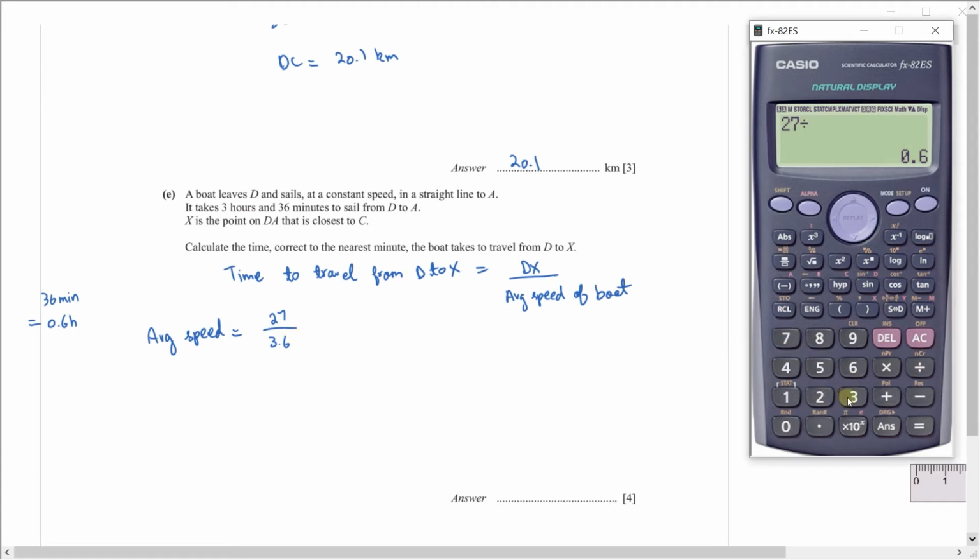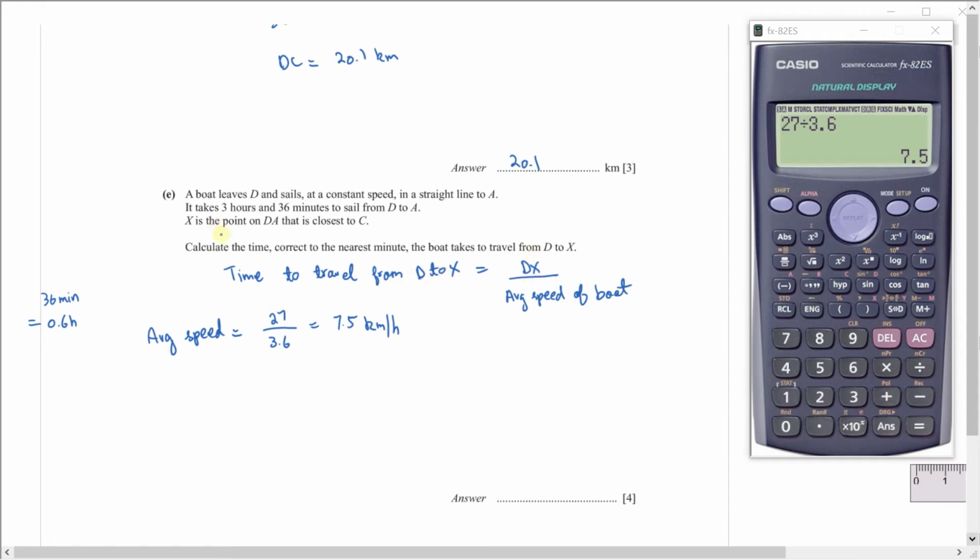So 27 divided by 3.6 is 7.5 kilometers per hour, which is the average speed of the boat. So now we know the average speed of the boat. Now if we calculate the distance, we can find the time to travel from D to X.